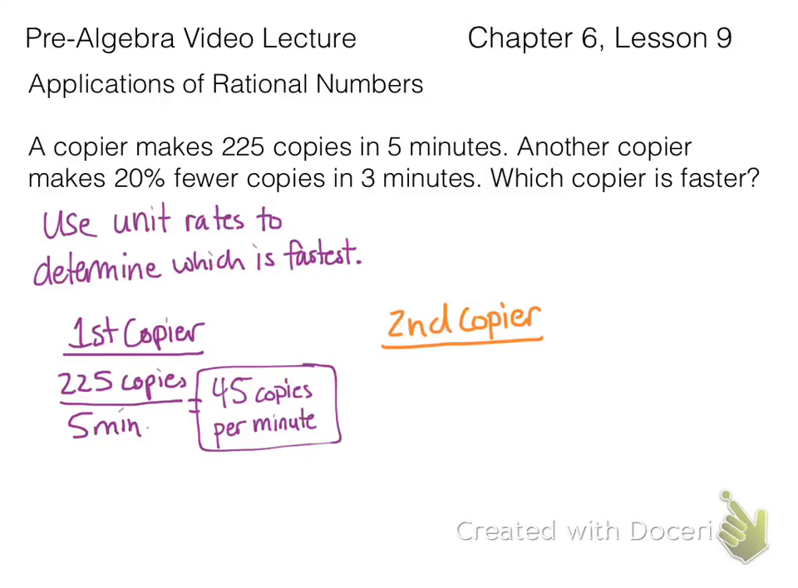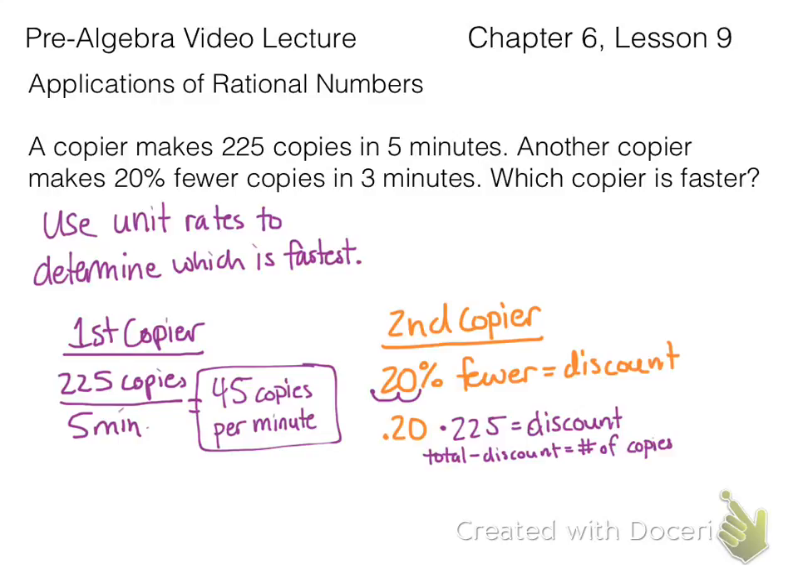Copier 2 makes 20% fewer. So this is kind of like a discount. Remember from the video before this, Chapter 6, Lesson 8, you can do it 2 ways. You can find the 20% fewer, and then subtract that discount from the total to get the number of copies. Or you can say that they make 20% fewer, which means they're making 80% of the number of copies. All right? And the second copier makes 80% of the first.